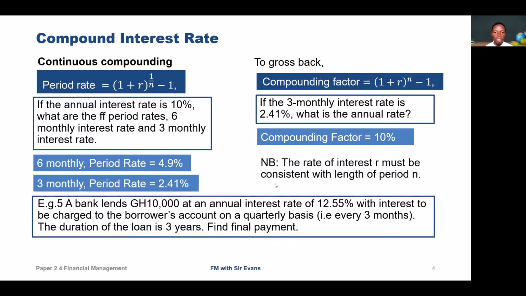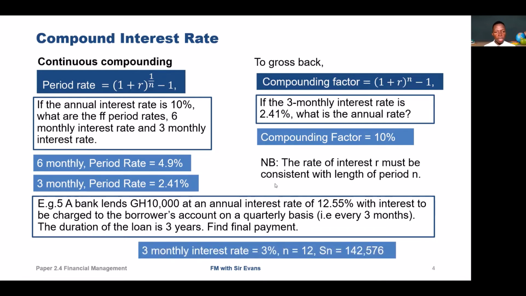And for a quarterly basis, it happens 4 times in a year, meaning that our interest, which is the R, is going to be 12.55% divided by 4, and our N, which is 3 years, is going to be multiplied by 4. Better still, you could use the period rate formula, that's 1 plus R raised to the power 1 over N, minus 1, to convert this 12.55% into a quarterly one. So 1 plus 12.55% raised to the power 1 over 4, minus 1 will give us 3%, which we would use. So when you do that, you have your 3 monthly interest rate to now be 3%.